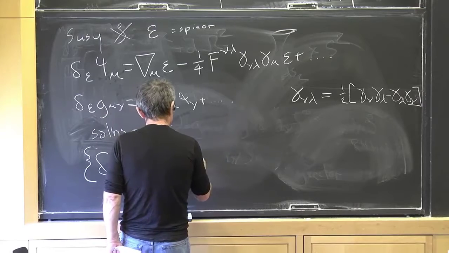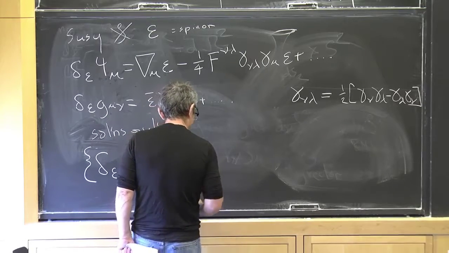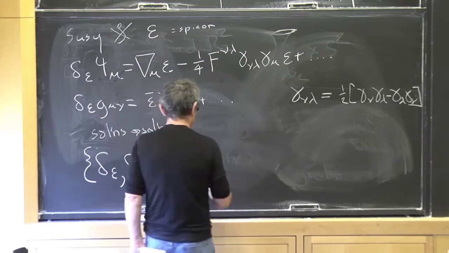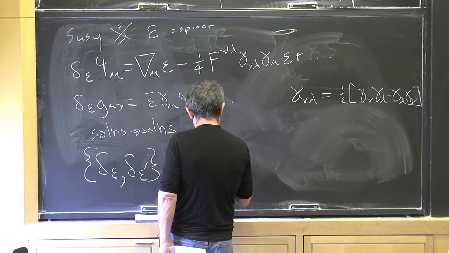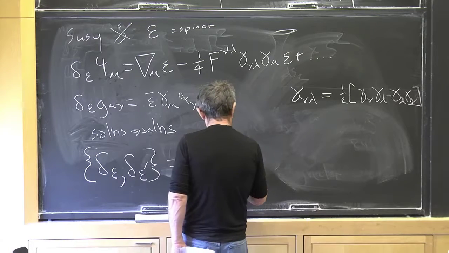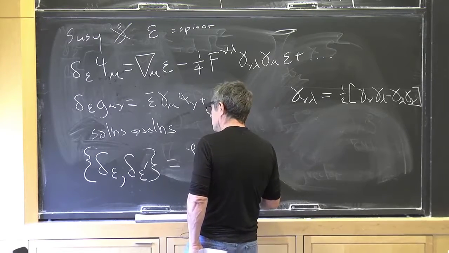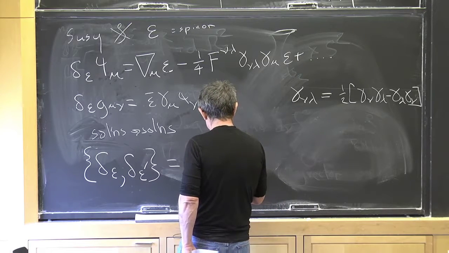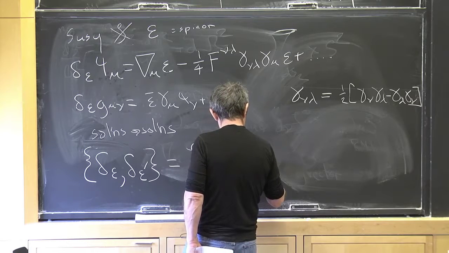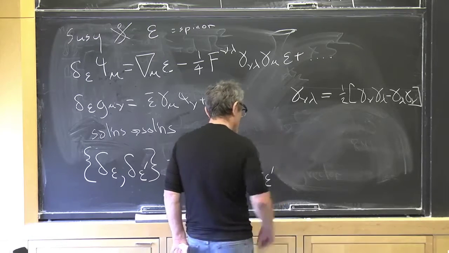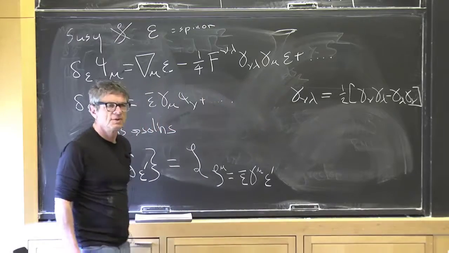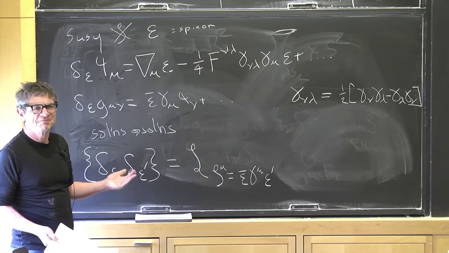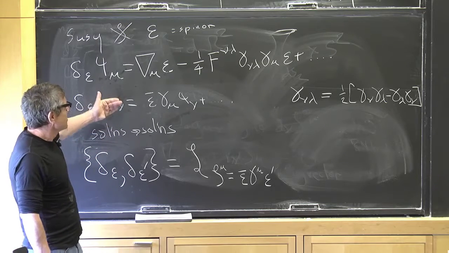That turns out to be the Lie derivative with respect to a vector field zeta, which is just epsilon bar gamma mu epsilon prime. So that is a kind of amazing mathematical fact that you could verify.